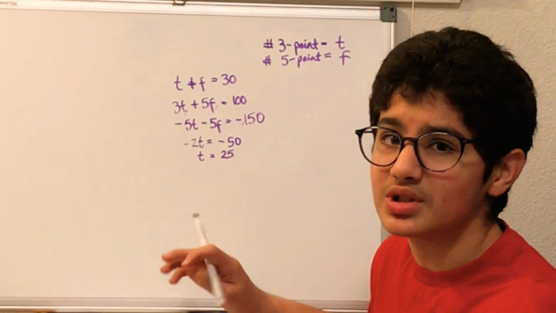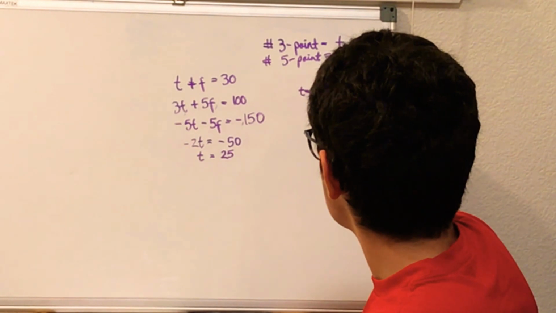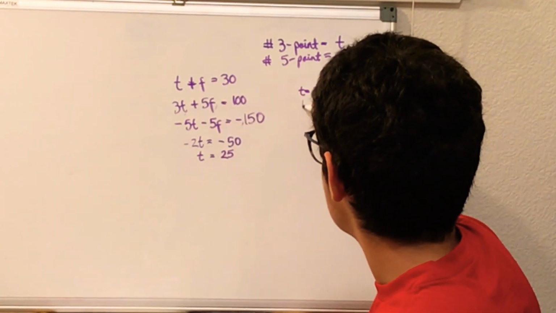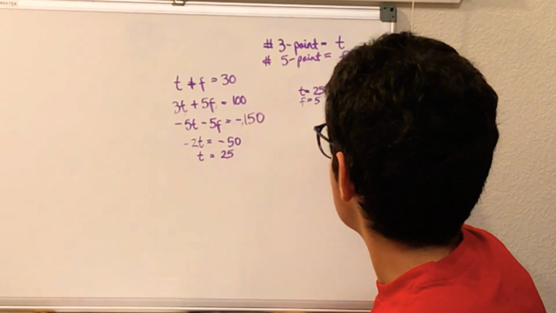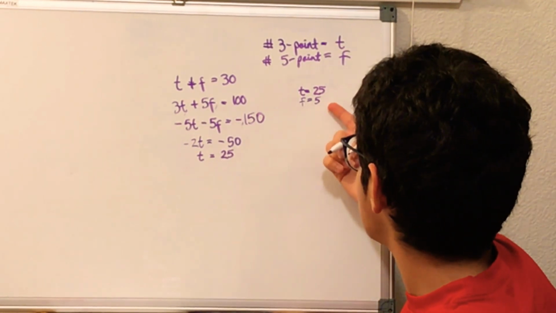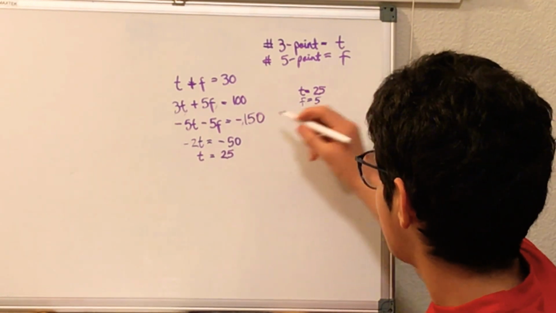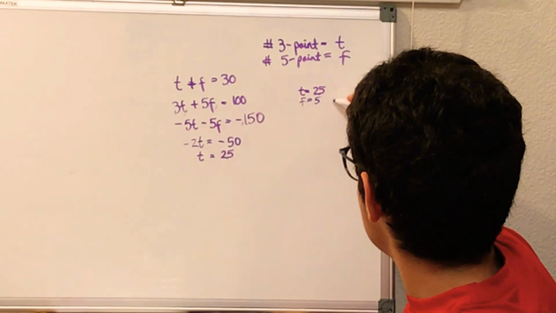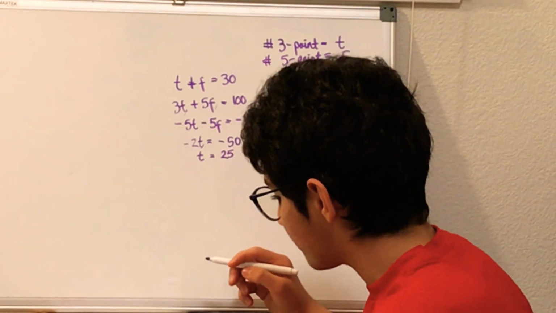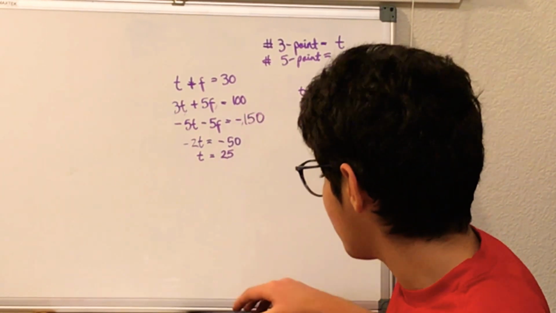Now let's see if this works. Just quickly check. If T equals 25, we can just use the top equation. F has to be 5. Does this work? 25 times 3, that's 75. And 5 times 5, since there are 5 of these, and there were 5 points, that's 25. When you add them up, we do get 100. So then we know that this is correct. So the total number of 3-point questions on the test is 25.